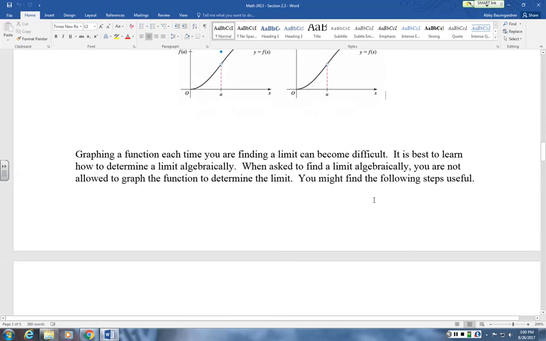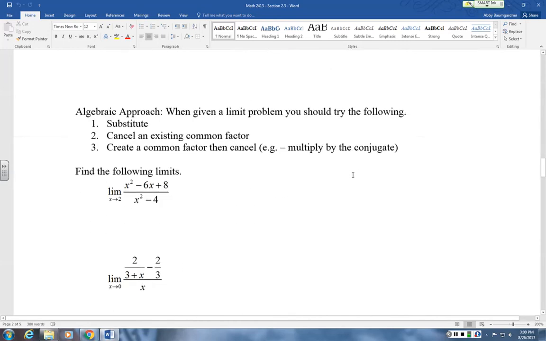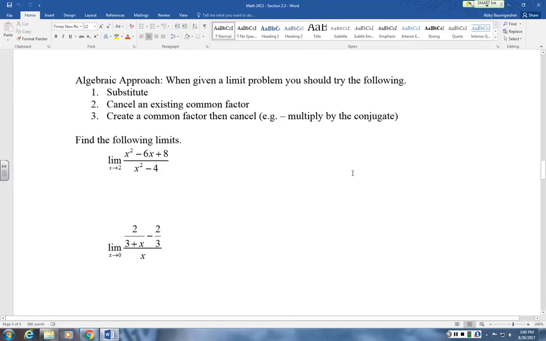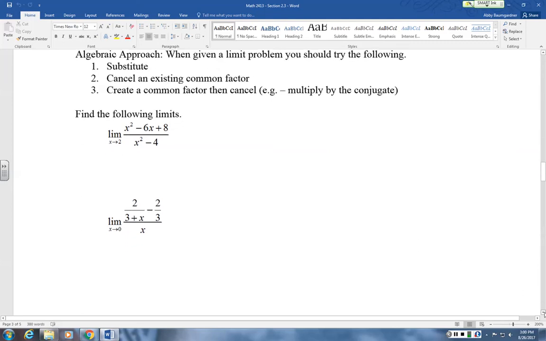We're going to find these limits algebraically. We're not allowed to graph the function to determine the limit on the exams, okay? So if I ask you to do something algebraically, don't go graph it. You've got to do algebra. All right, here are some suggestions. You don't have to do it in this order, but this is a loose way of approaching these problems. The first thing you want to try on any problem, if you're asked to find the limit, is to try the substitution.